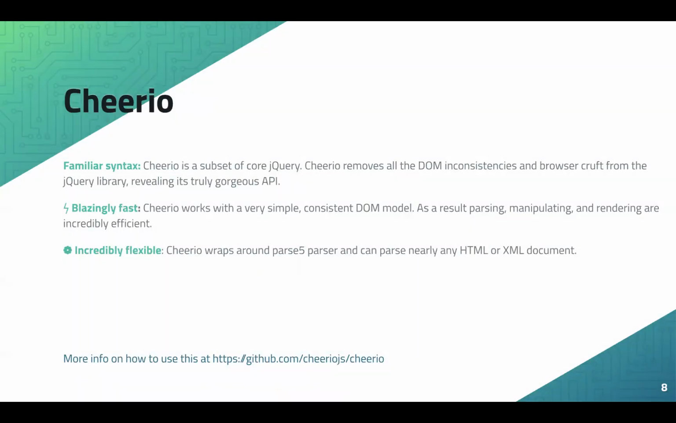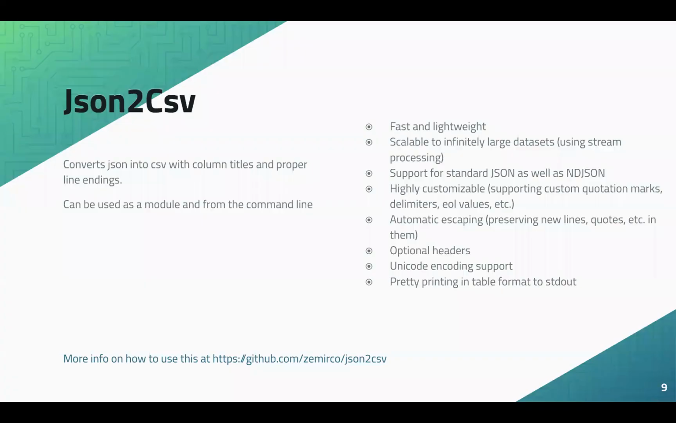Cheerio is a server side library for jQuery. Basically, jQuery works in a browser which uses the DOM to manipulate things, but on the server we don't have a DOM, so we use Cheerio, which creates a DOM for us and gives us a syntax very similar to jQuery. JSON to CSV is a simple library to convert JSON into a CSV file.